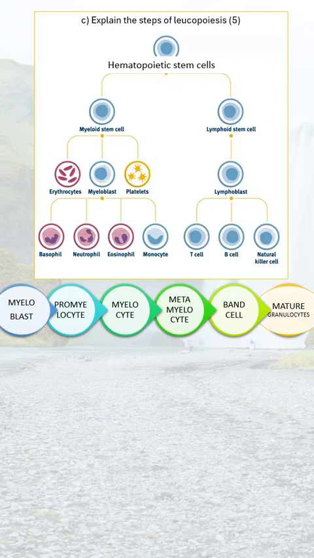So this is how the WBC will be formed. This forms a complete diagrammatic representation of leukopoiesis along with the flow chart.